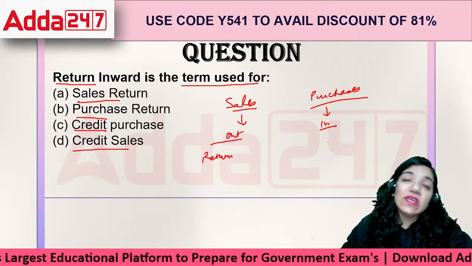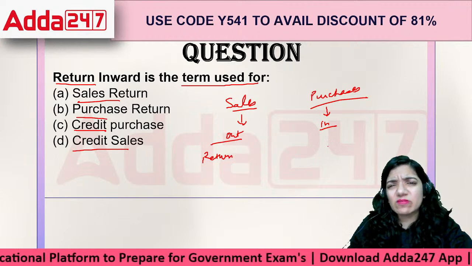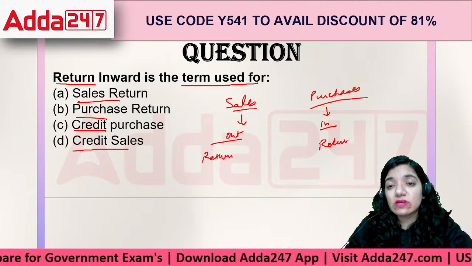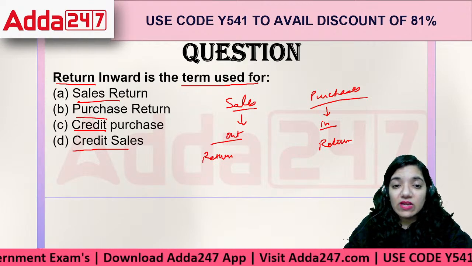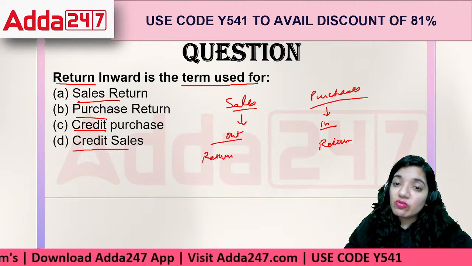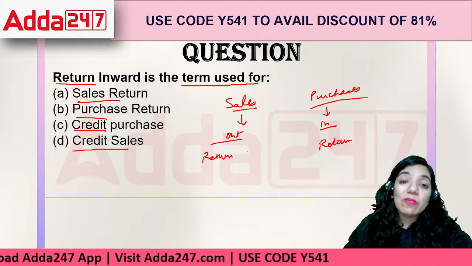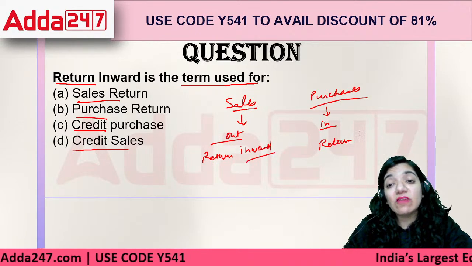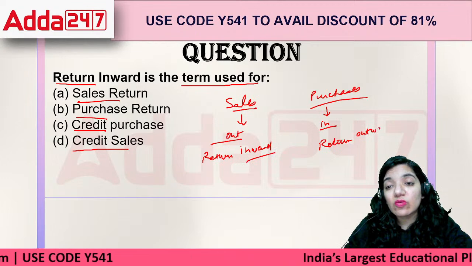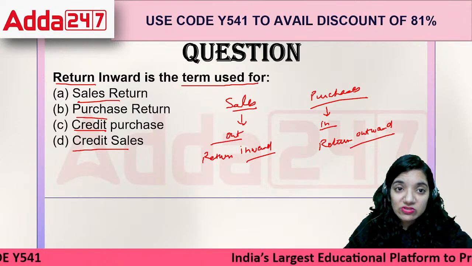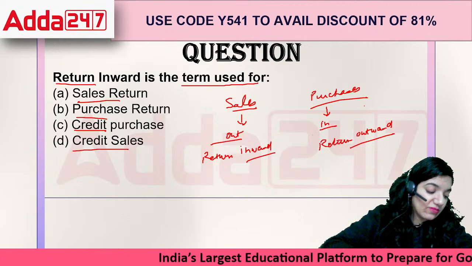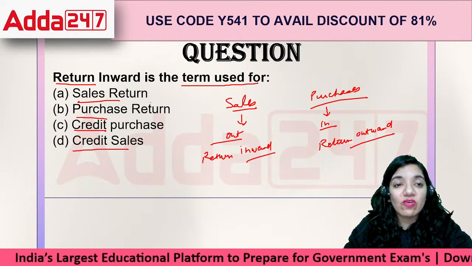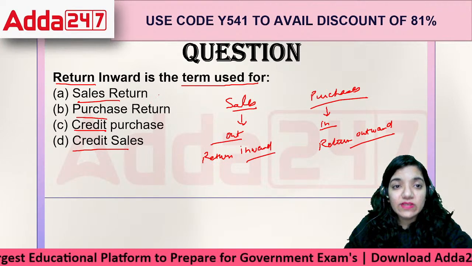And if I got something from any place and it was a defective one, so I returned it. If I return something, then these both are returns, but the point is this: people give these things back to us, so it is return inwards, and we give it back to someone else, that is return outwards. That's the difference between the two. Number one is return inwards, number two is return outwards. So return inward is the term used for sales return.